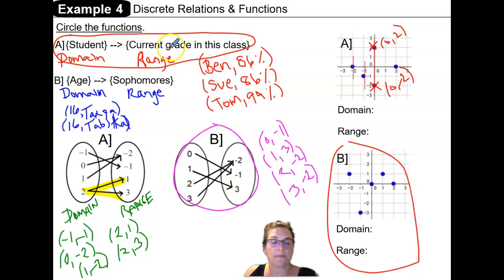So in these sets here, the domain was listed first, and then the arrow pointed to the range. In the mapping diagram, same thing, domain was listed first in the bubble, and then it mapped over to the second grouping, which was the range. In a scatter plot, your x coordinates of those ordered pairs are your domain, and the y coordinates of the ordered pairs are your range. And we list them in order from least to greatest in set notation with no repeats.